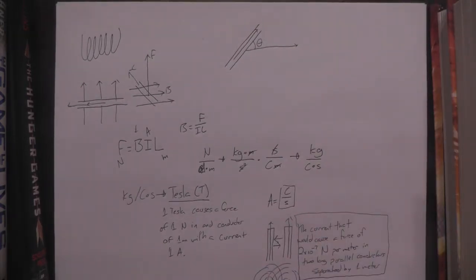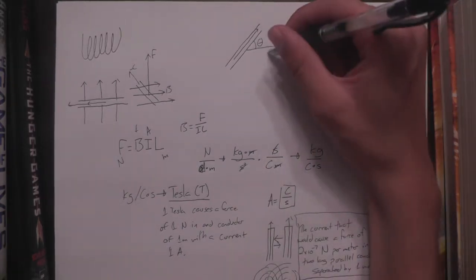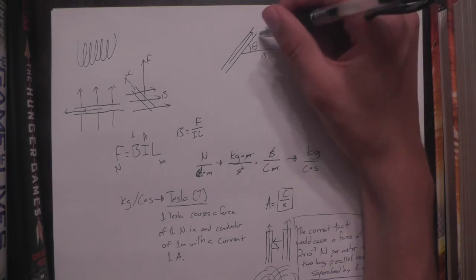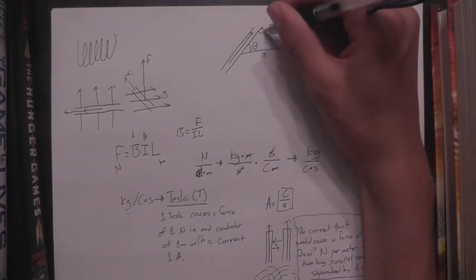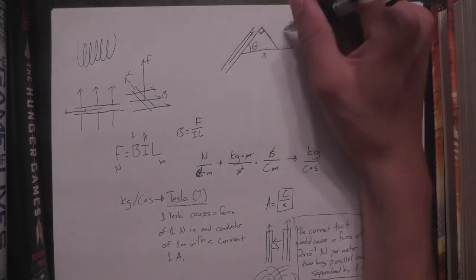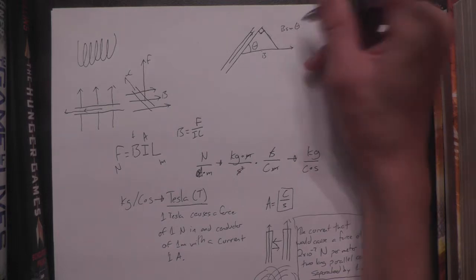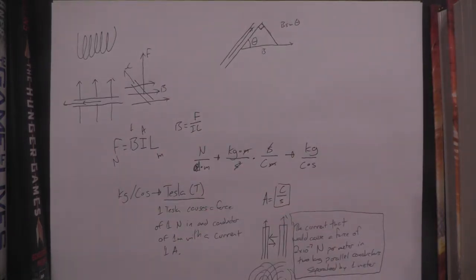You just find the component of that field that fits. Like, let's say this is B. You're going to make B your hypotenuse, right? You're going to draw a line. This line right here, that's going to be a right angle, perpendicular to your current. So that's the opposite, and B is the hypotenuse. B sine theta is going to be the component you're going to use in your BIL equation. And that's pretty simple right there.